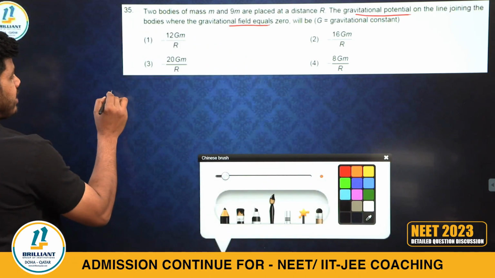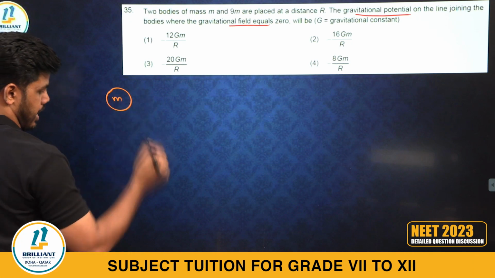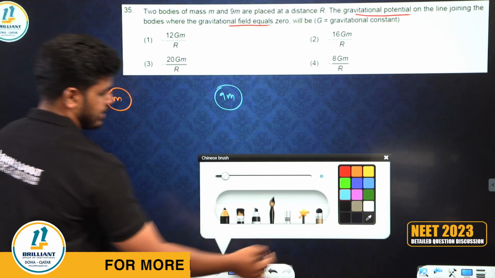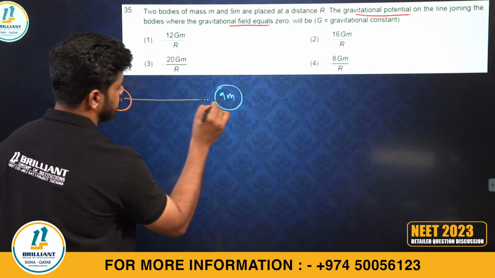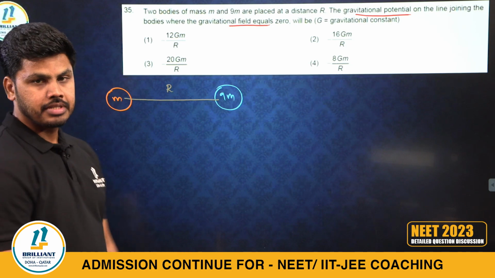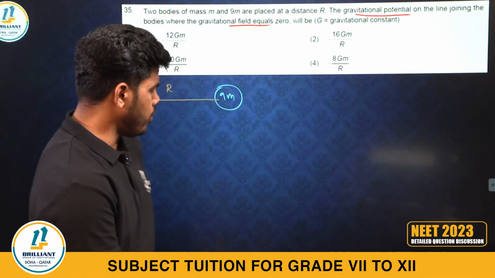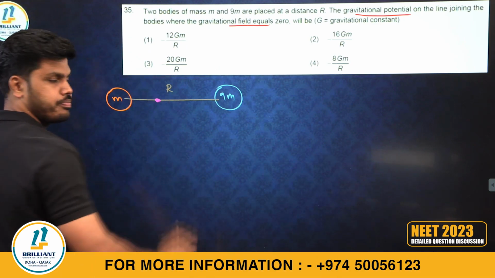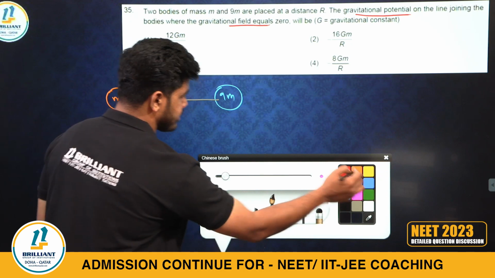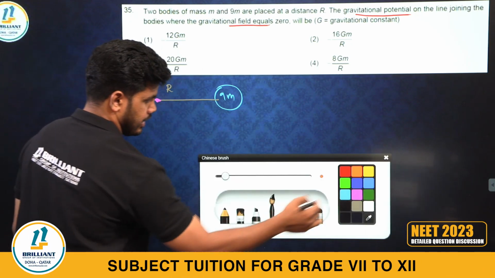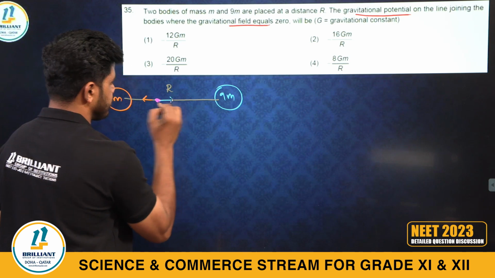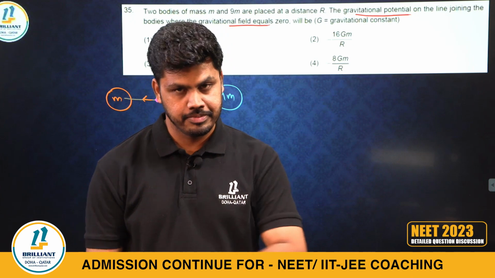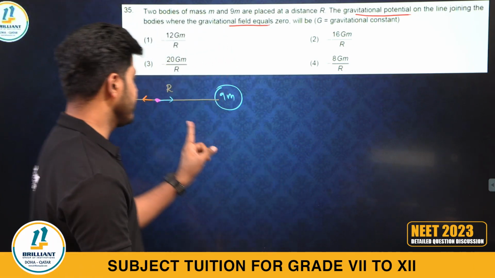Okay, so let's see. We have two masses. This is my mass m and the other one is the 9m mass. The distance between the two is given in the question as capital R. At a point on this line joining the two, the gravitational field strength is going to be 0. There will be two gravitational fields in opposite directions. Whenever they are equal and opposite, the gravitational fields cancel each other.